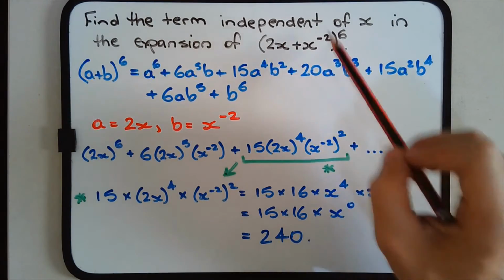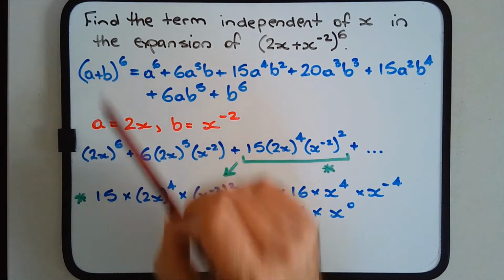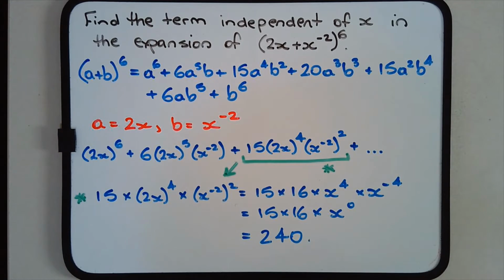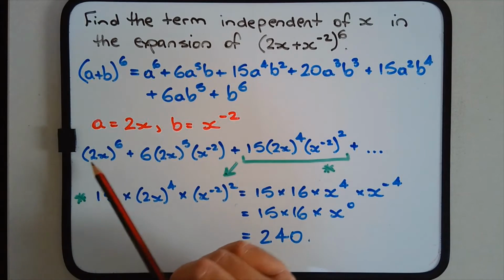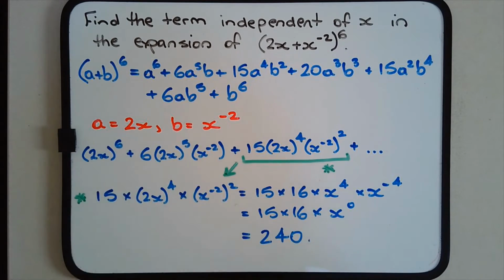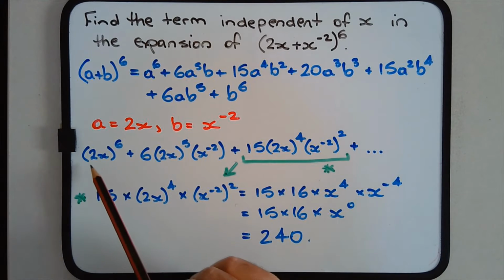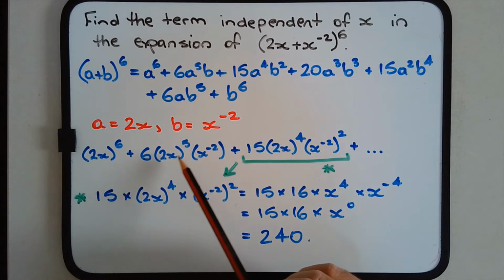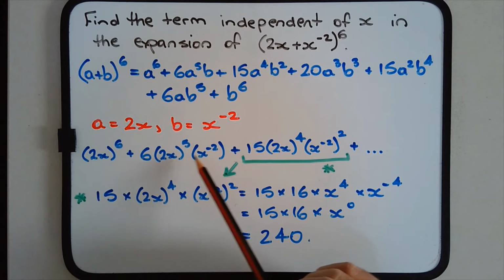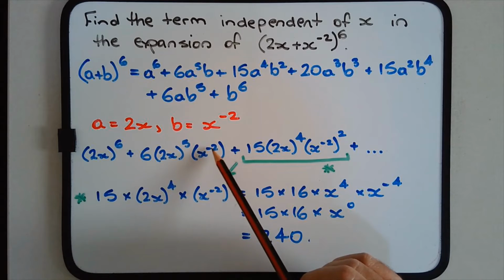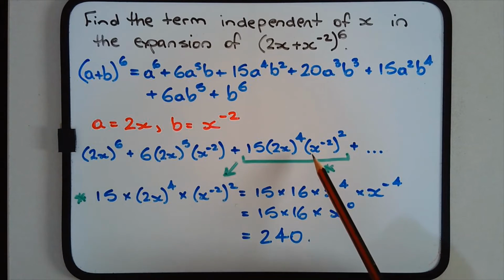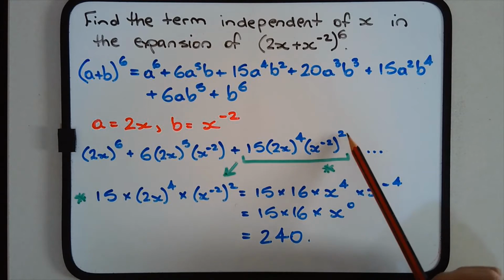And from the original binomial, we have values for a and b. So a equals 2x and b equals x to the power of negative 2. So substituting those two values into the right-hand side of this expansion, we have (2x)^6 plus 6 multiplied by (2x)^5 multiplied by x^(-2) plus 15 times (2x)^4 times (x^(-2))^2.